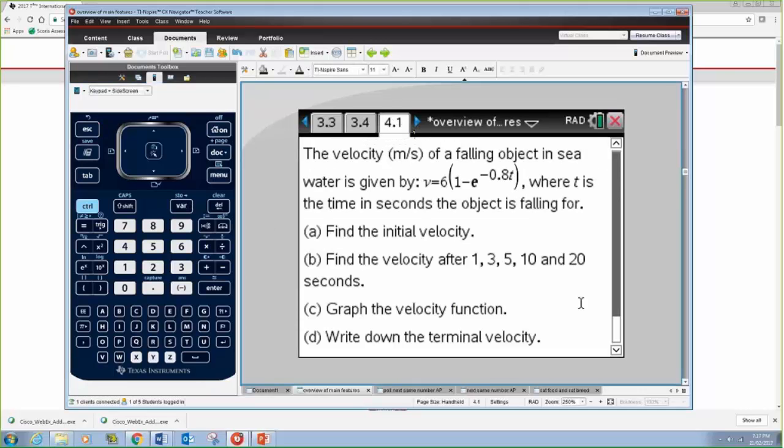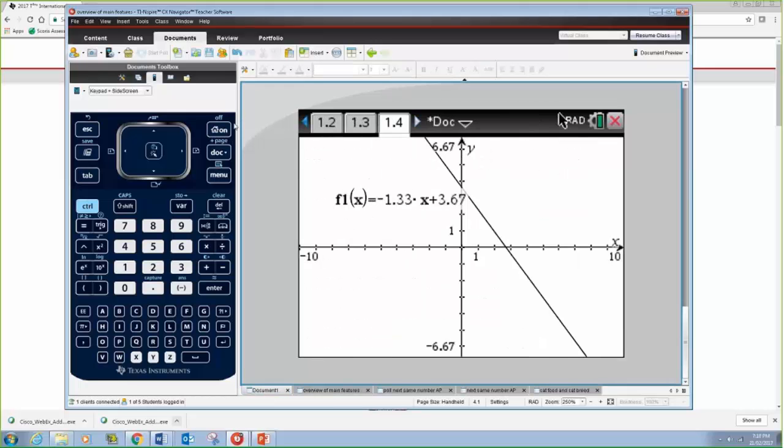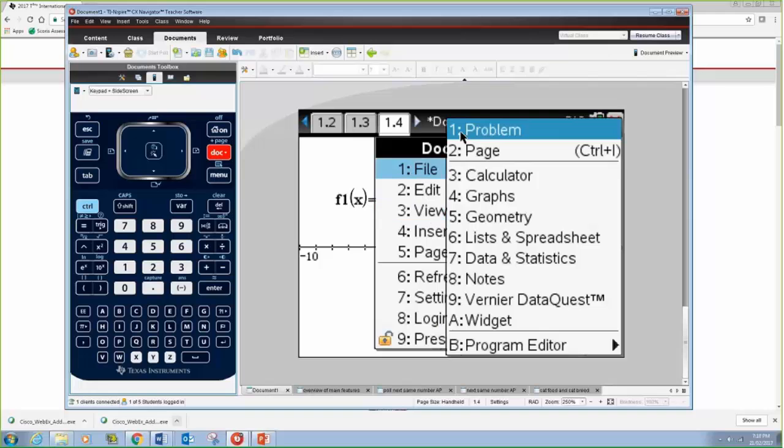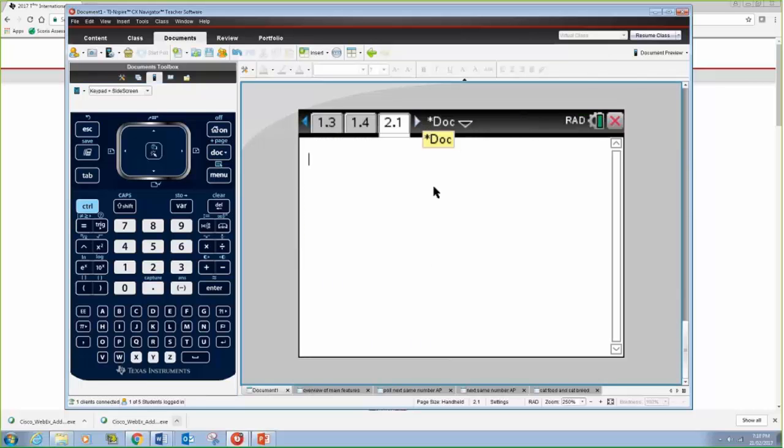Now I'll do something graphically, so let's have a look. We have the velocity of a falling object in C is given by this exponential function, where t is in seconds and v is in meters per second. So we want to find the initial velocity, velocity after those times, graph the velocity function, and write down the terminal velocity. So could be a standard level question. So if I again go to this document to do it live, and then I will insert a new problem, and I start with the calculator.